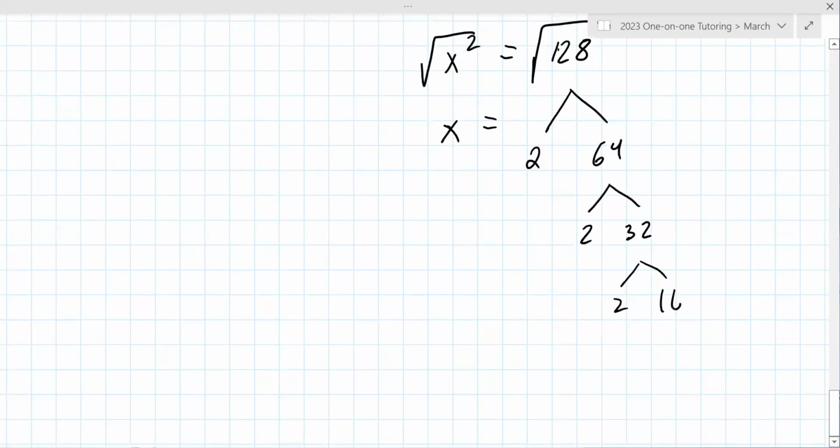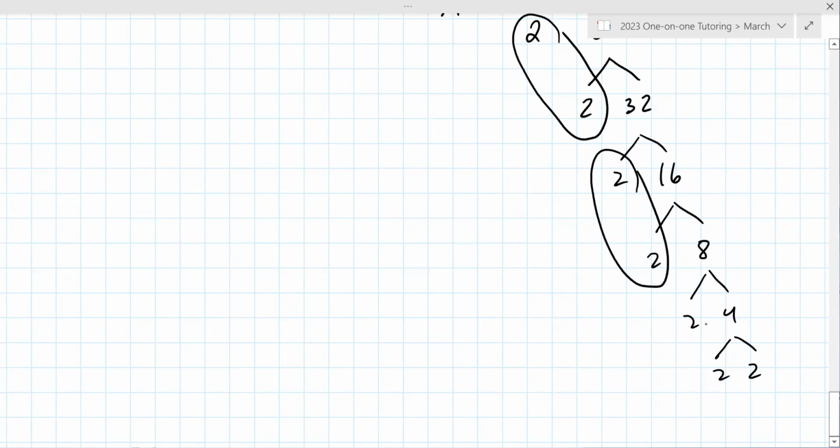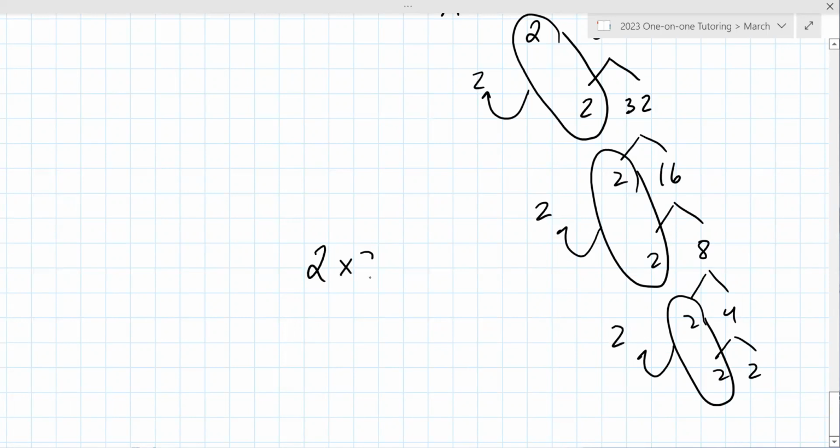And then 2 and 16, 2 and 8, 2 and 4, 2 and 2. Every 2 is a pair. There's lots and lots of pairs. How many pairs am I circling here? Looks like 3. 1, 2, 3, 4, 5, 6. So for each pair of 2s, one 2 comes out. So that's 2 times 2 times 2.